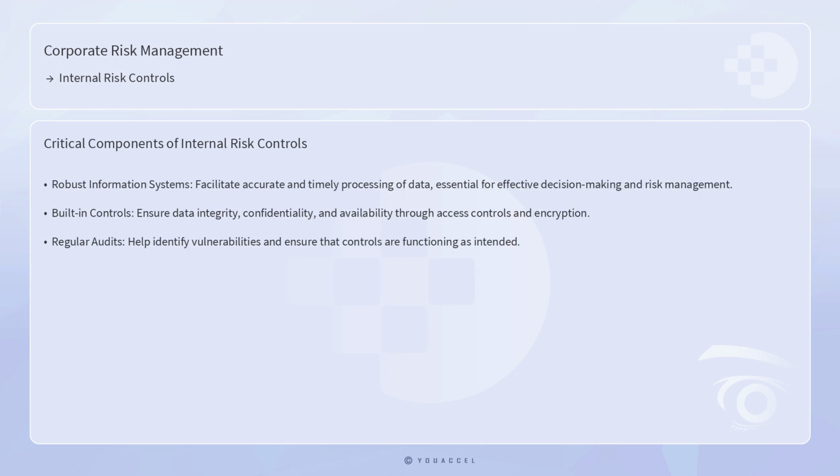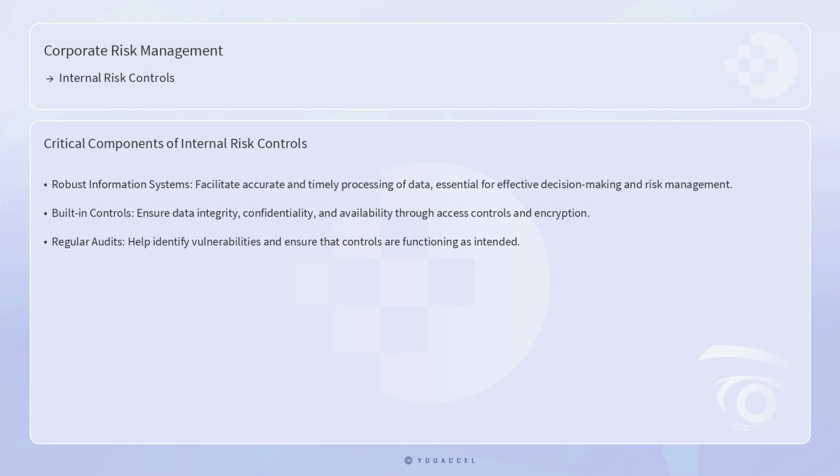The implementation of robust information systems is another critical component of internal risk controls. Information systems facilitate the accurate and timely processing of data, which is essential for effective decision-making and risk management. These systems should be designed with built-in controls to ensure data integrity, confidentiality, and availability. For instance, access controls can be implemented to restrict unauthorized access to sensitive information, while encryption can protect data from being intercepted or tampered with during transmission. Regular audits and reviews of information systems can help identify vulnerabilities and ensure that controls are functioning as intended.